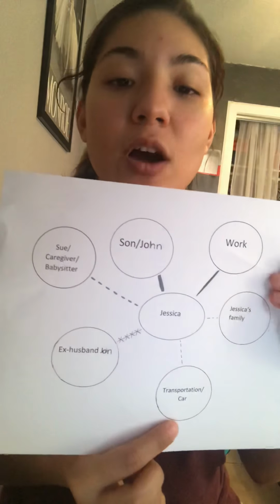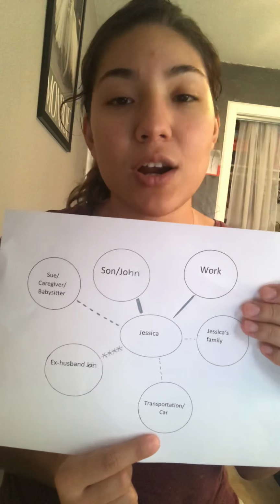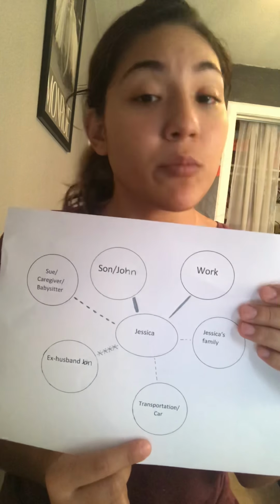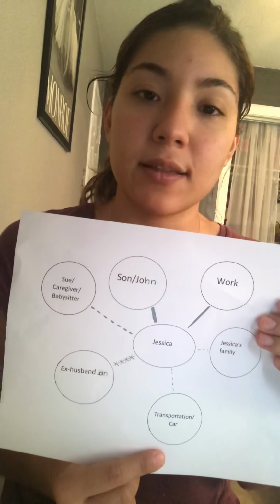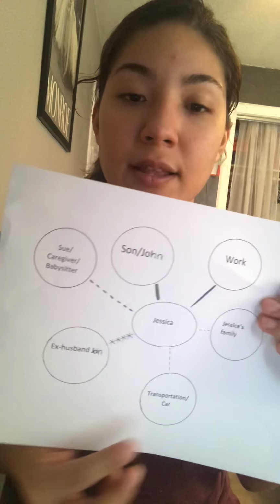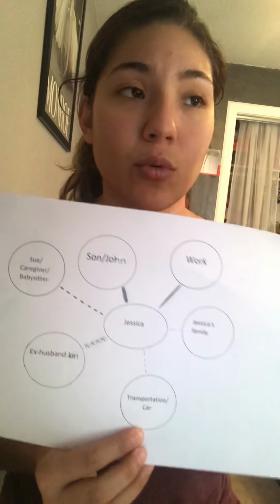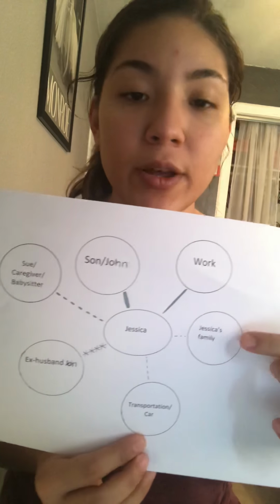I have a dotted line with transportation because it does mention in the case study that her car is not reliable for her to commute to work, and it does mention that it is a 35-mile distance, and it's not always reliable transportation, and there is no bus lines running through her neighborhood to get to her job.